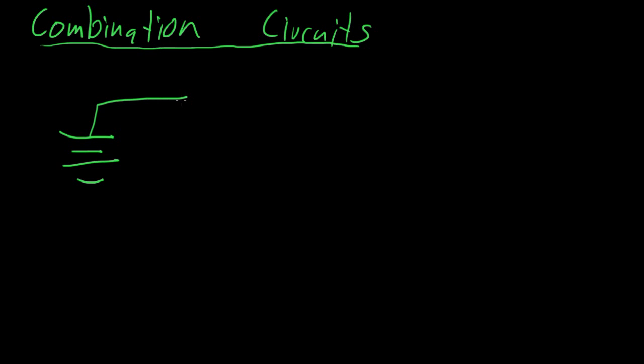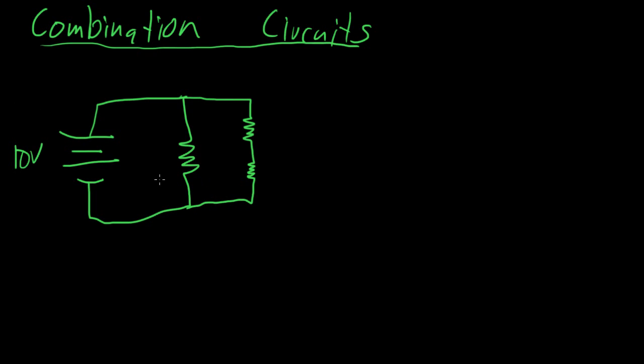So imagine that we have this. We've got a series, but on this leg we have two resistors. This is 10 volts. They'll make this 3 ohms. We'll make this 2 ohms, and this will also be 2 ohms. So let's just find the resistance.